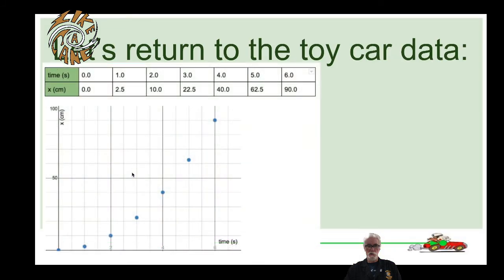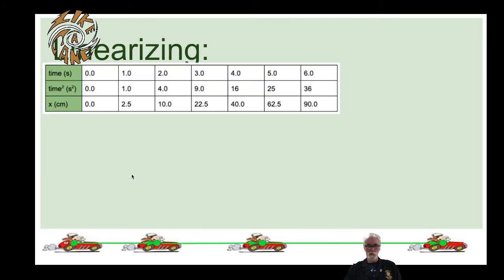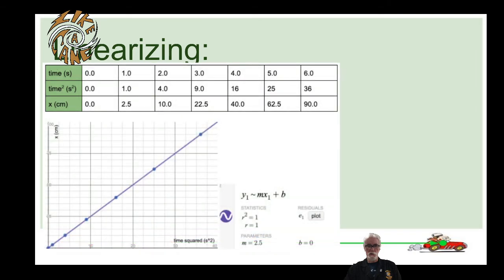Remember the original data in the position versus time graph that we had for our toy car? When we were learning how to build mathematical models, we saw that a graph that has this shape can be linearized by squaring the horizontal axis values and then replotting that data. Let's try it and see what we can learn. When we square the time axis values, we get 0, 1, 4, 9, 16, 25, and 36 square seconds. When we plot the squared time values against the position, we, not surprisingly, get a nice straight line.